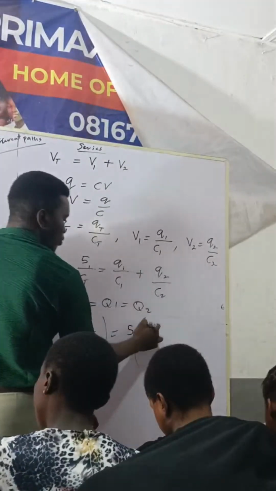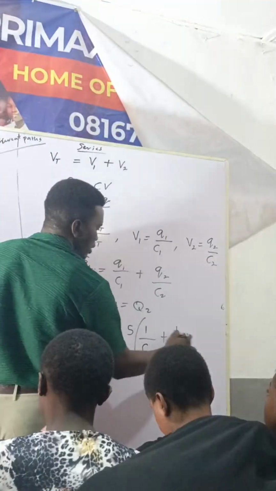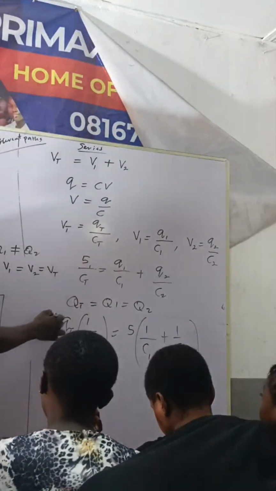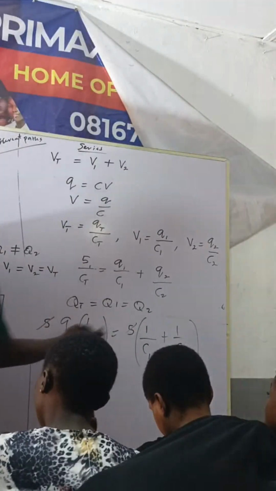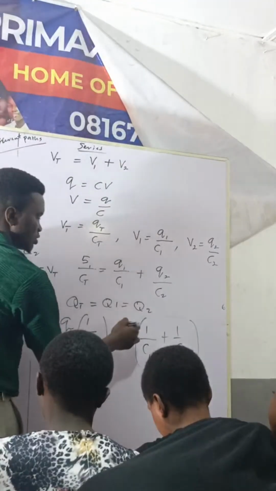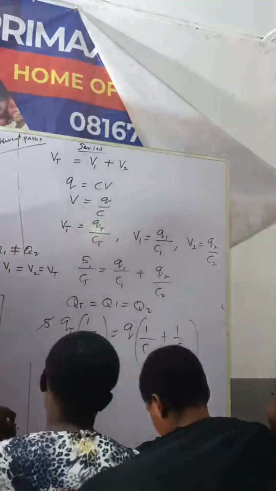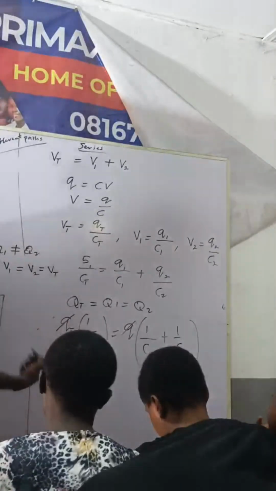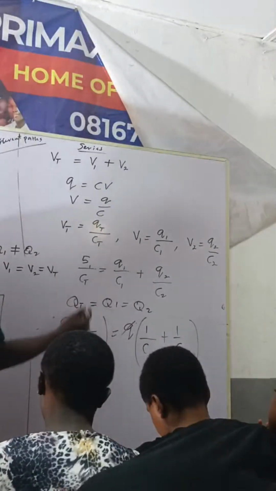Then I will have 1 over C1 plus 1 over C2, because they are the same. So the 5 and 5 can go. That means that if I see the same thing, I can say Q1 and Q2 are the same, so I can just bring them out. Do you get that? At the end of the day, my Q and Q are the same, just like 5, 5. So what will I have left?